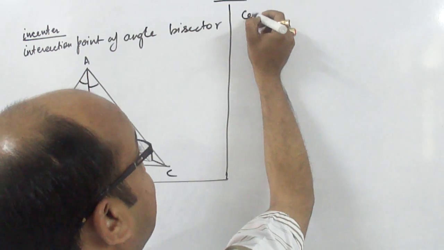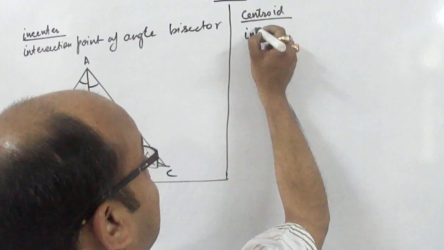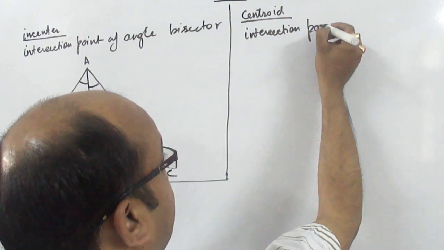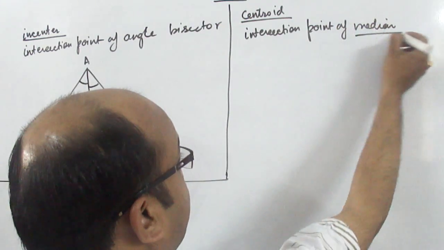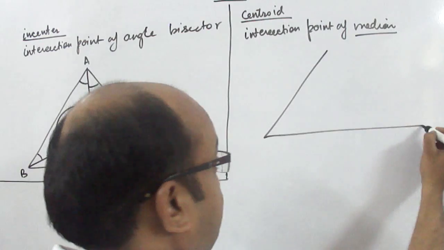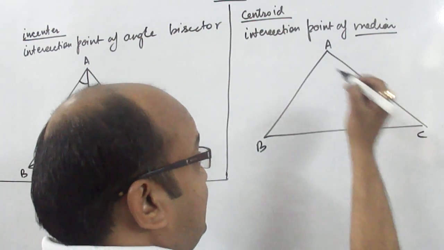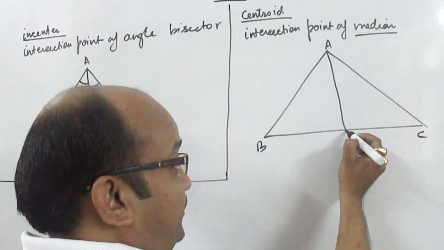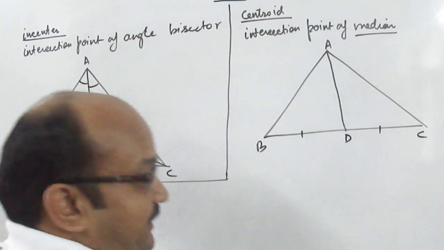Next center is centroid. It is intersection point of median. Now, what is median? First of all, understand what is median. We have a triangle ABC. If we draw a line joining point A to midpoint of opposite side like this, this is midpoint. This is known as median.